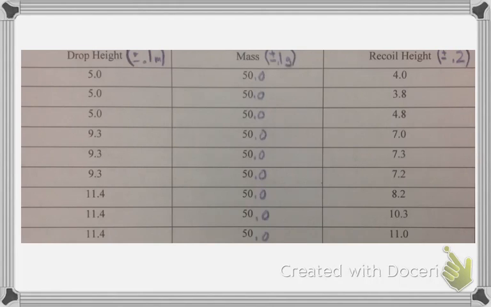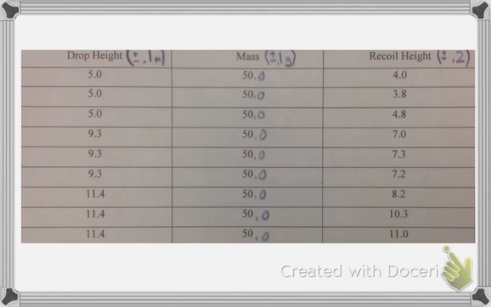One thing that I wanted to keep constant, I should have three controlled variables in each lab. One thing that I thought was really important was the mass. I didn't want the mass to change, so as you can see here in my data table, I have all 50-gram objects, so it's the same ball.